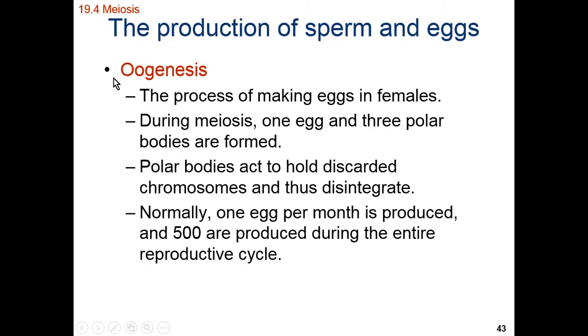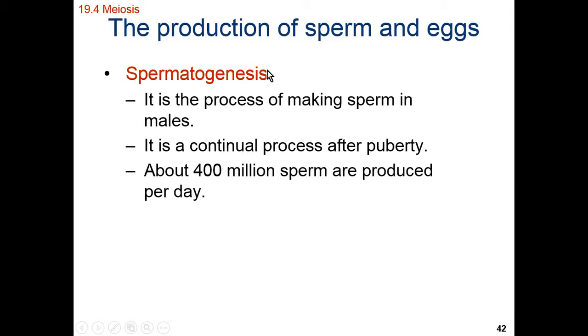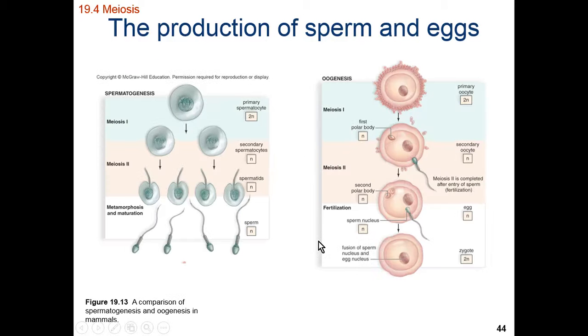Oogenesis is the process of making an egg. We still have the same root word here, genesis, to create. And in females, this process is a little bit more convoluted. In males, during spermatogenesis, they start with one parent cell and end up with 4 identical sperm cells. So we have one parent cell that ends with 4 identical sperm cells.